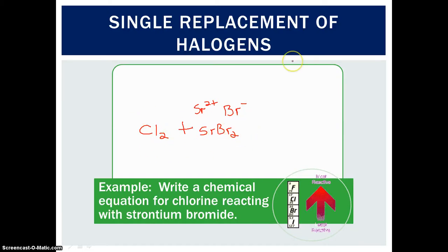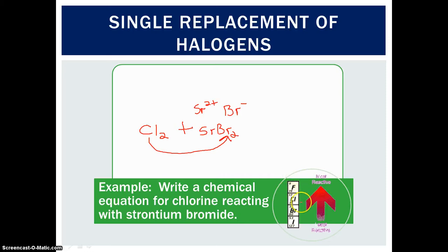Now I'm looking at this and I see a single element and an ionic compound. I identify that as a single replacement reaction. The chlorine will replace its like element in the ionic compound. It's not going to replace strontium. Chlorine is a non-metal, strontium's metal. It will replace bromine.